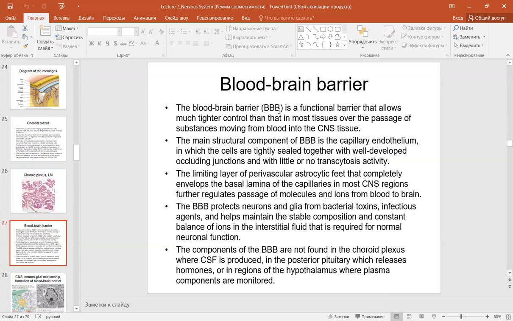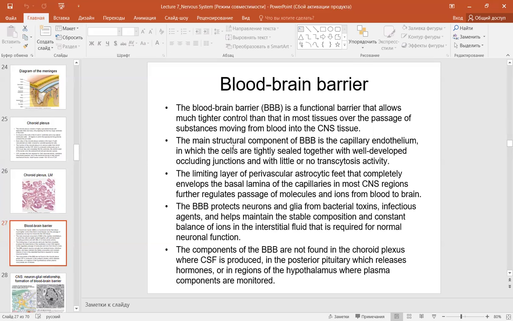Blood-brain barrier is a functional barrier that allows much tighter control than that in most tissues over the passage of substances moving from the blood into the central nervous system tissues. The main structural component of blood-brain barrier is the capillary endothelium, in which the cells are tightly sealed together with well-developed occluding junctions and with little or no transcytosis activity.